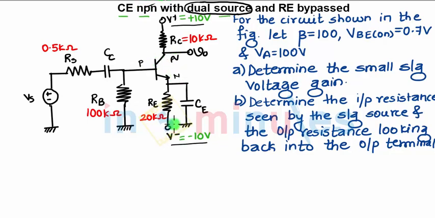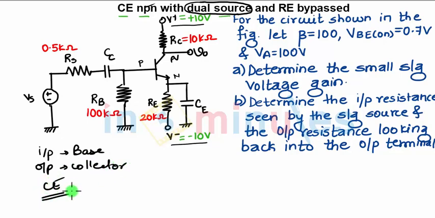Why common emitter? We are giving input to the base and we are taking output from the collector. So which terminal is left out? That is the common terminal. So it is common emitter configuration with RE bypass. You can see a capacitor connected across the resistor RE, so it is called as bypass RE.